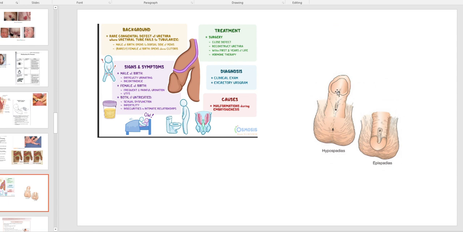This is a hypo, so it can be here, here, or here. And an epispadias would be on the top, all right? It is a congenital defect. It's when the tube fails to tubularize or go to the end of the penis, okay? And that will cause sexual dysfunction if left untreated, infertility, and of course some insecurities as well, okay?